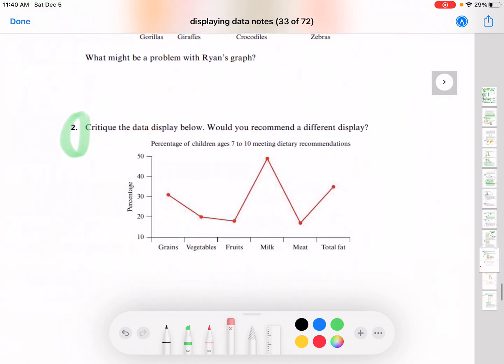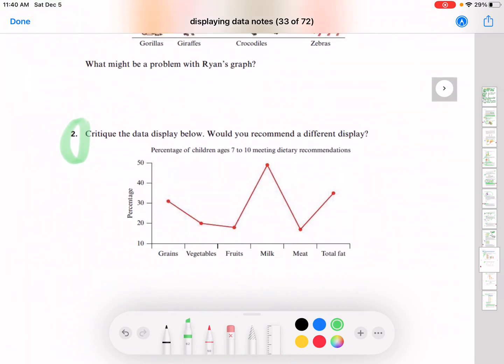All right, here is a line graph. The trouble is, let's see, these are the percentages of students or children meeting dietary recommendations, and they connected these things with the lines, which means somewhere between fruit and milk, people should be right around here, but there is no category between fruit and milk. So again, this should be something that is done with a bar graph.